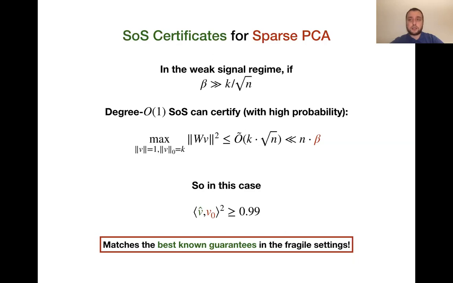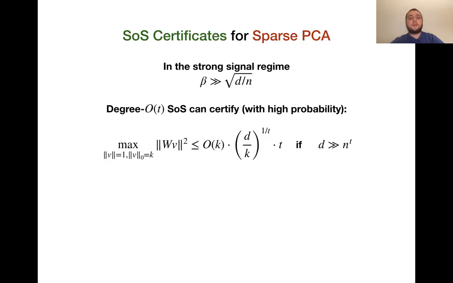So in this case, the complexity of the problem didn't change, at least for efficient algorithms. For polynomial time algorithms, we get the same guarantees as in the non-robust case. But for the strong signal regime, the situation is different.